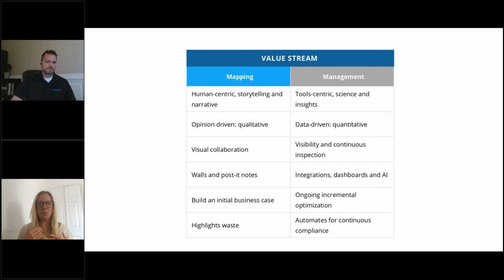Where value stream management is different is that it is tool centric. So it's data driven, it's quantitative. So we have real science and insights behind it. And the two for me go absolutely hand in hand. So my recommendation is that organizations start by doing the human elements, and whilst they're working through that, they figure out how to automate it moving forward. With value stream mapping, we visually collaborate, but value stream management then automatically extracts all that data, all that touch time, wait time, your cycle time, having conversations about MTTR and other DORA metrics and other flow metrics.